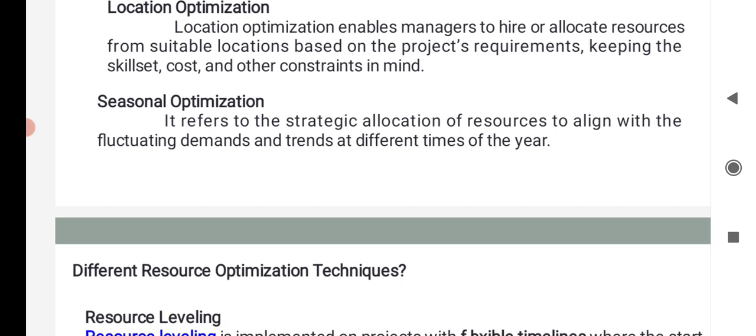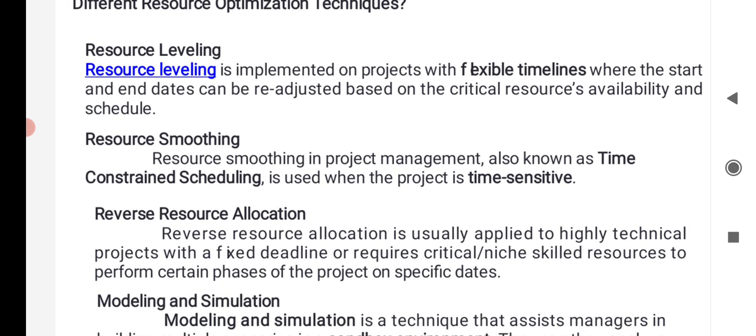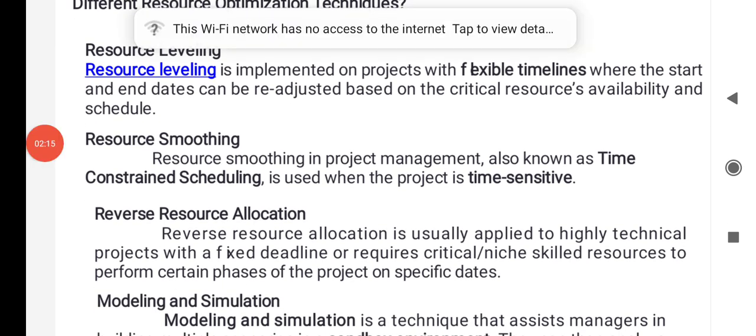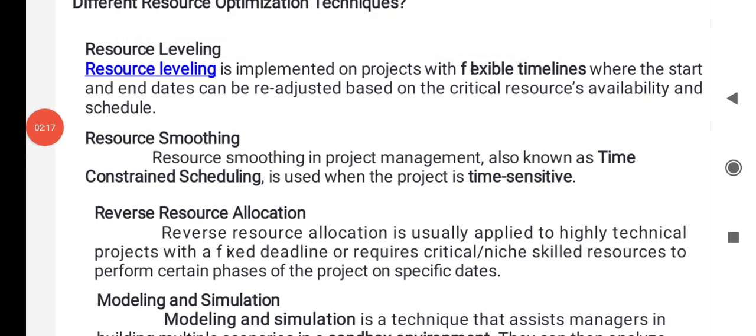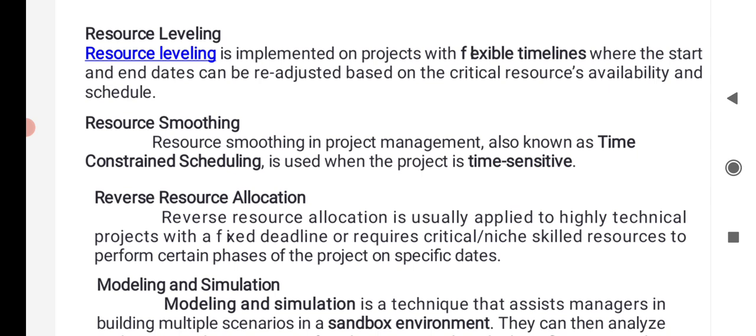Then seasonal optimization. It refers to the strategic allocation of resources to align with the fluctuating demands and trends at different times of the year. Different resource optimization techniques. Resource leveling is implemented on projects with a flexible timeline, where the start and end dates can be readjusted based on the critical resources' availability and schedule.